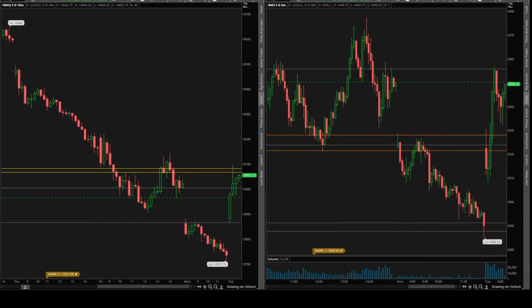Pull this one up. 32. Had a nice little bounce there. Coming up.